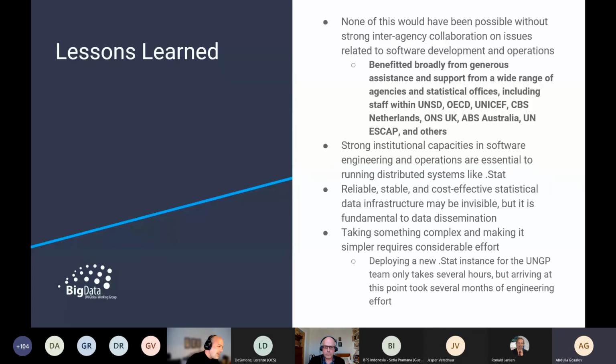So one of the key takeaways, I feel, is just as the data migration and the data modeling couldn't have happened without strong interagency collaboration, the same goes for the infrastructure side, which underpins all of this. We couldn't have done any of this without generous assistance from all the organizations whose acronyms are on the page, and we're very happy that we were able to get this support.